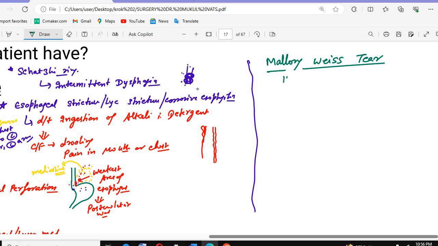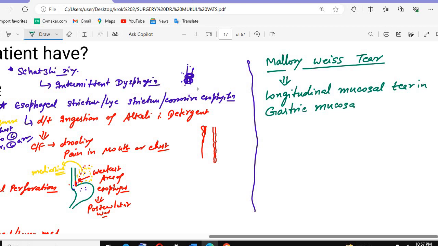In this condition, Mallory-Weiss tear, what you will see is a longitudinal mucosal tear in the gastric mucosa. That is the Mallory-Weiss tear: a longitudinal mucosal tear in the gastric mucosa. This condition is also associated with binge drinking.